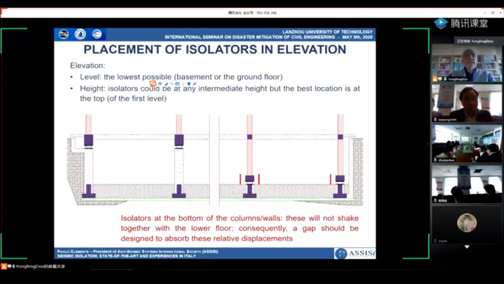What about the elevation? Well, we prefer to put the isolators at the lowest story, mainly the basement or ground floor, so we isolate the entire building. We can put them at any intermediate height of the chosen story, but it is better at the top, because if the isolators are at the bottom, as you can see in the figure on the right of this slide, this column or wall will not shake together with the lower floor. So a gap should be designed to absorb this relative displacement.